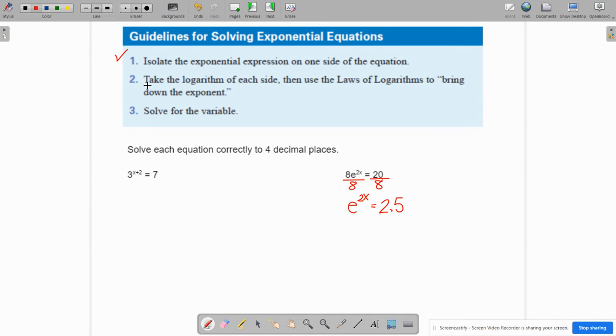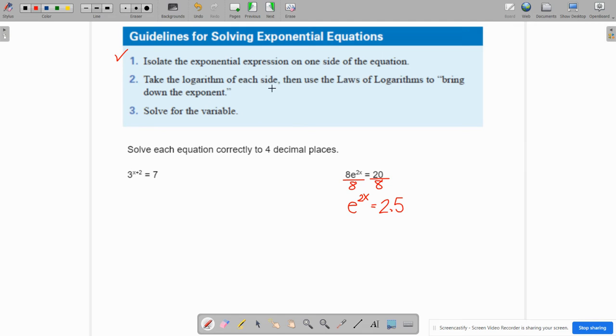The next thing is we want to take the logarithm of each side. And a lot of times people will, as they work through this, say multiply by log. That doesn't make sense. You can't multiply by log. You are taking the logarithm of each side.